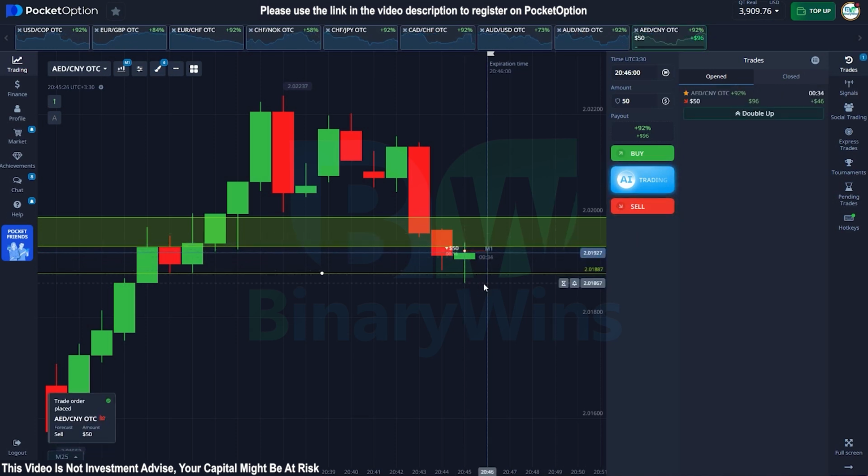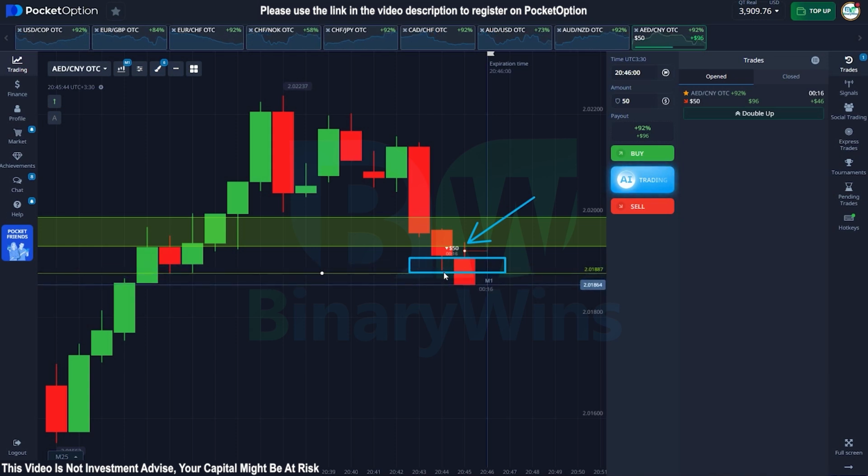I entered the lower trade with a margin of safety. First, I waited for the green candle to receive a rejection from the level, and then I entered the lower trade. Look, we have a gap and a distance to the level, and there is a possibility that the candles will fill this gap. On the other hand, we have two strong red candles. That's why I entered the lower trade.